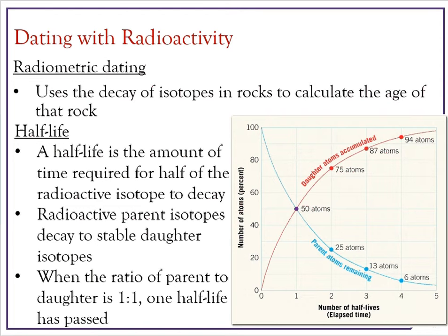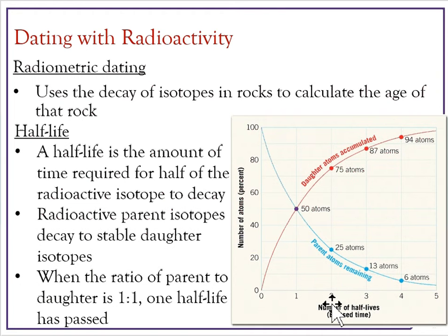And that mass is actually going to turn into some daughter atom, which is the product of the radioactivity process. So radioactive parent isotopes are going to decay to stable daughter isotopes. In this case, we expect the amount of daughter isotopes to increase while the amount of parent isotopes decreases. And as I said before, every half-life we will lose half of the mass of the parent isotope and gain the other half as daughter atoms.